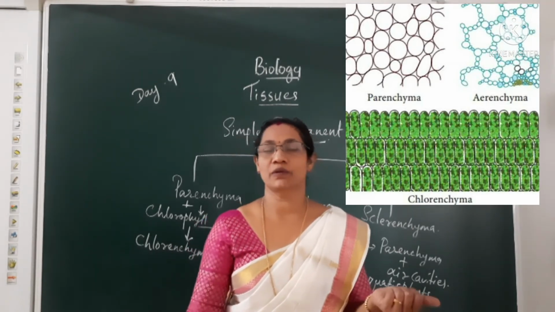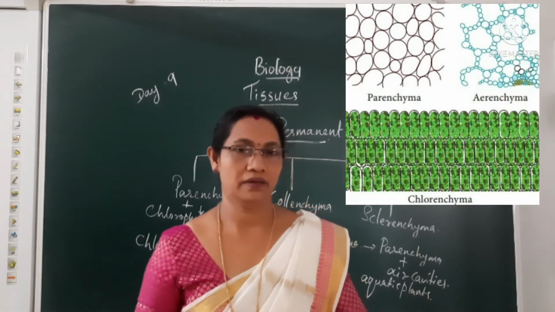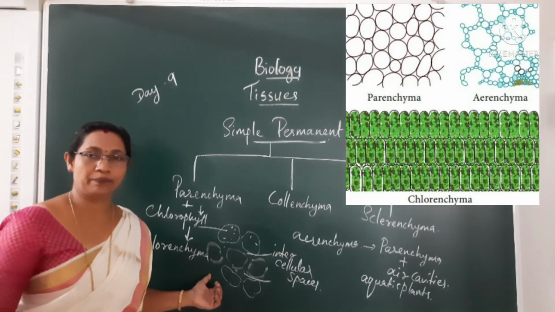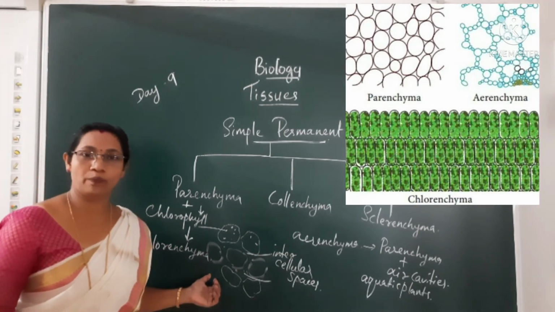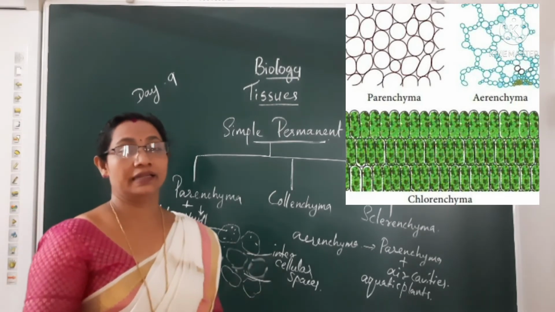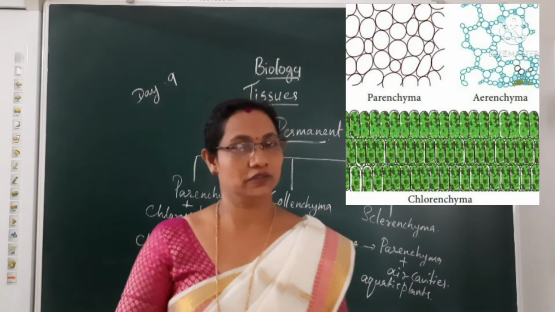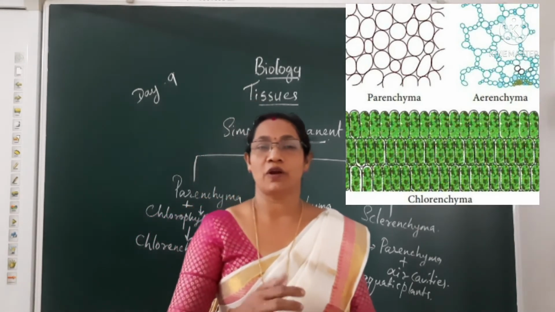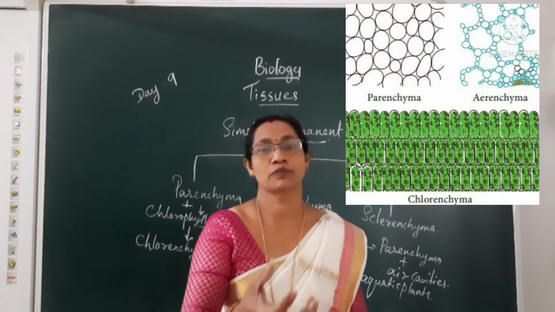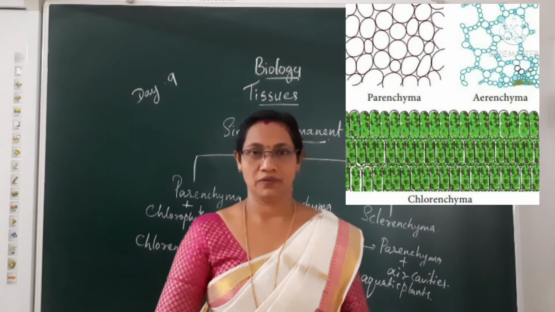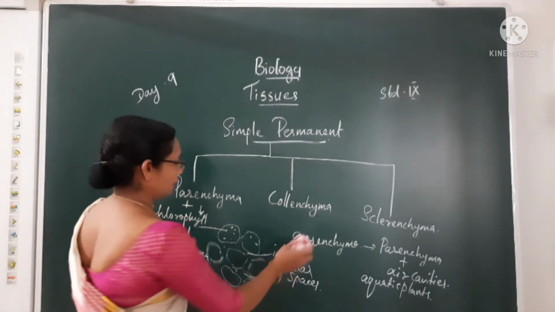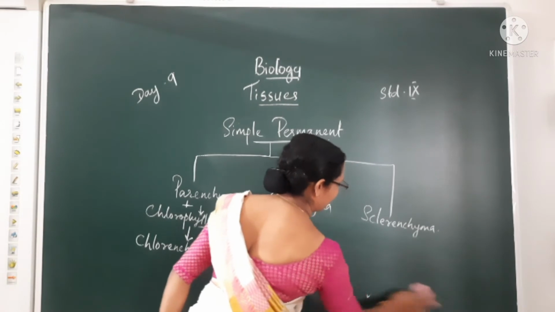Okay, so that is about the parenchyma. And also you know that the chlorenchyma, that is the parenchyma tissues with the chloroplast or chlorophyll, are able to do photosynthesis and they help to store food molecules. So parenchyma provides support to the plant and also helps to store food molecules. Okay, clear? Then next one is collenchyma.